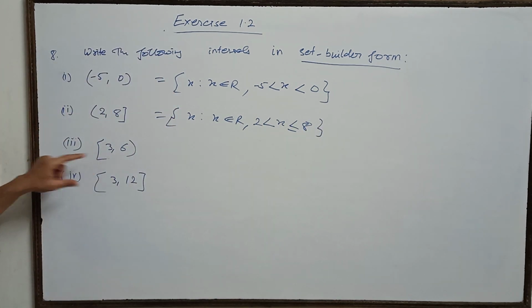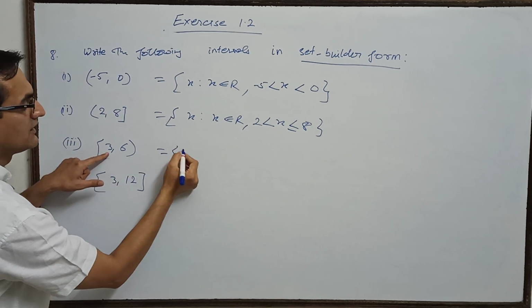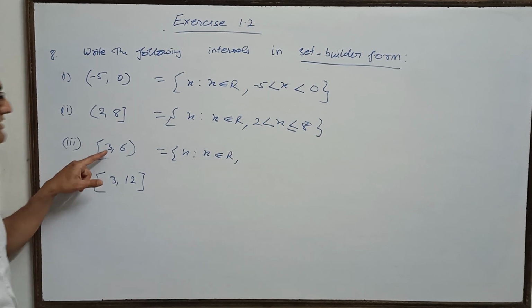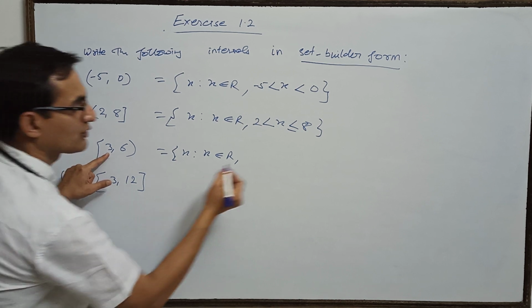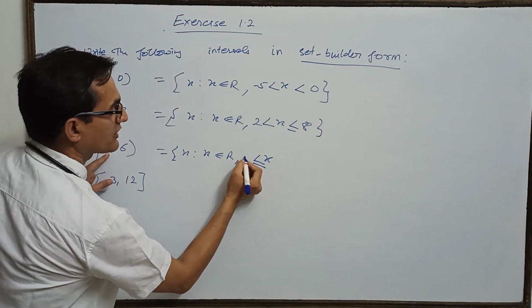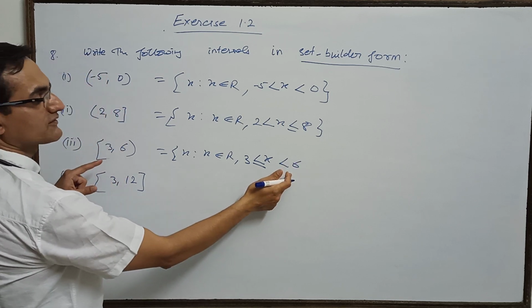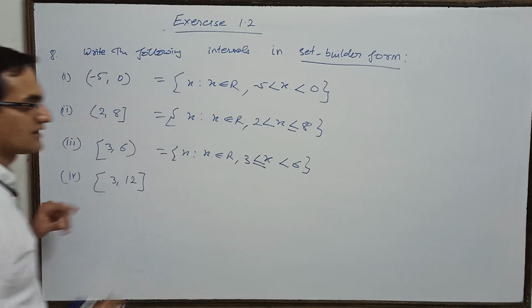Next, it is also semi-closed. Now x such that x belongs to real numbers. 3 is included and 6 is not included. Therefore x is greater than or equal to 3 but less than 6. Closed towards this side, open towards this side. So this is written as this one.